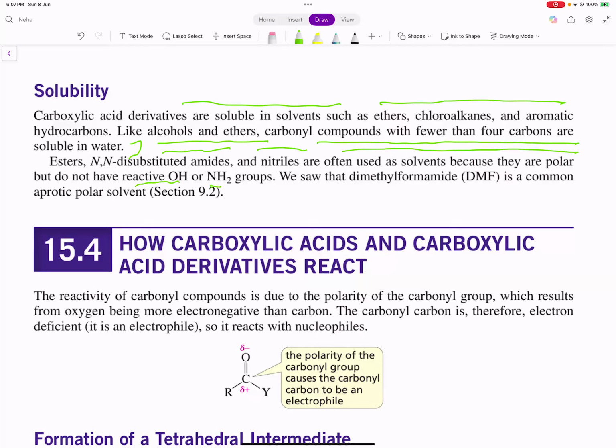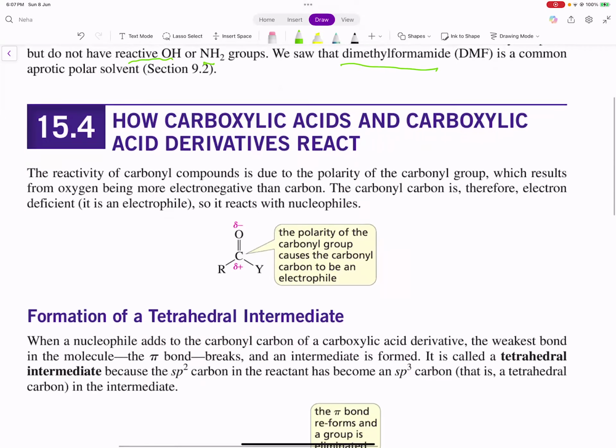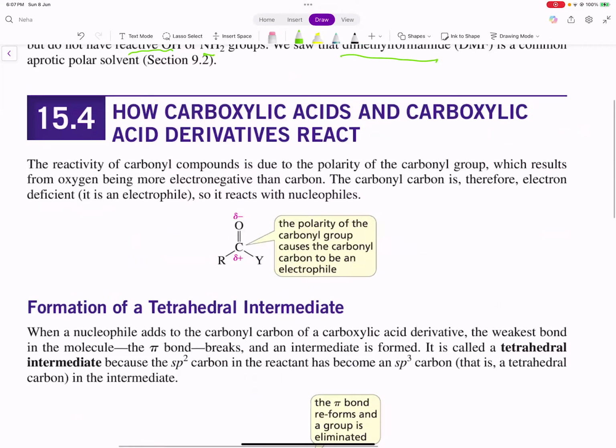Okay. So one common solvent which we looked at was dimethyl formamide, when we studied alkyl halides. And when we said that the relationship between basicity and nucleophilicity is going to get inverted only in aprotic polar solvent. Everywhere else it is going to remain the same. Now, how carboxylic acid and carboxylic acid derivatives react.